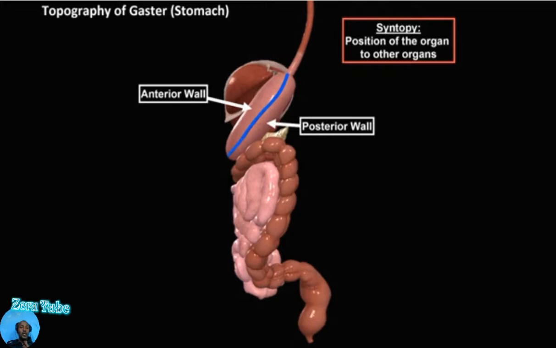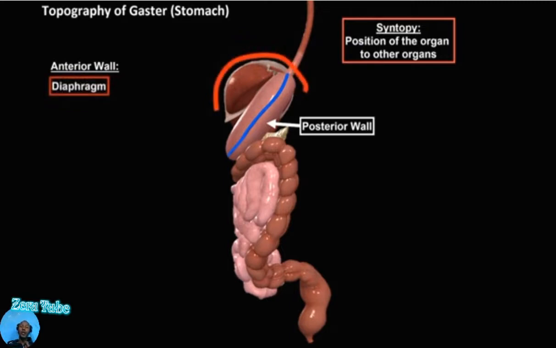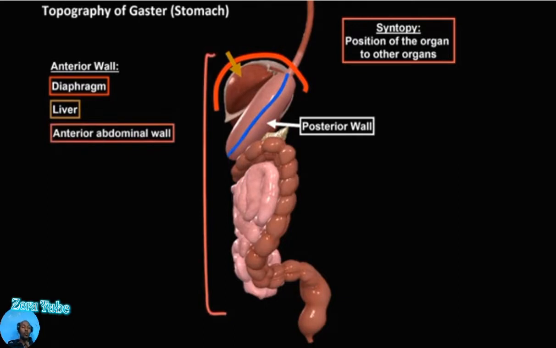So the anterior wall of the stomach is related to the diaphragm superiorly, it is related with the diaphragm and the liver, the anterior abdominal wall. So the anterior wall of the stomach has a relationship with diaphragm, liver and anterior abdominal wall. ስለዚህ stomach anteriorly ከነዚህ structures ጋር related ያደርጋል ማለት ነው.